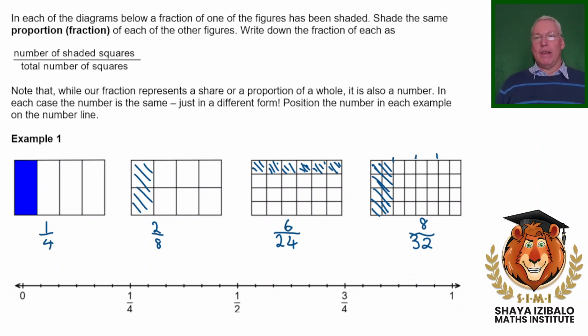Whether you have 1 piece out of 4, or 2 out of 8, or 6 out of 24, or 8 out of 32, that's how much cake you've had.